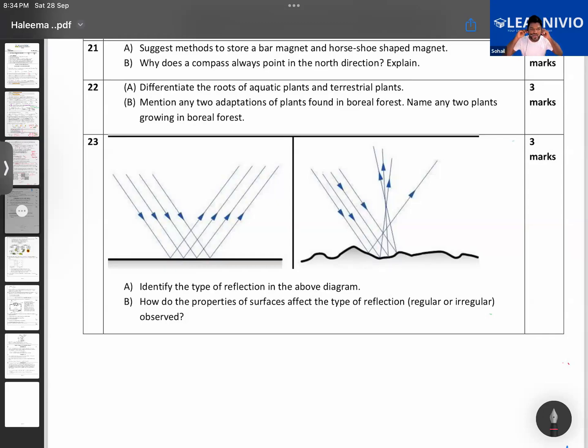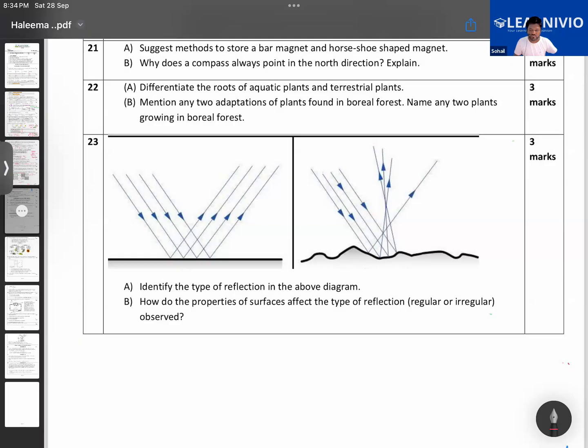So the question says: mention any two adaptations of plants found in the boreal forest. Name any two plants growing in the boreal forest. First of all, we need to understand what boreal forests are. You tell me, what do you understand by this?